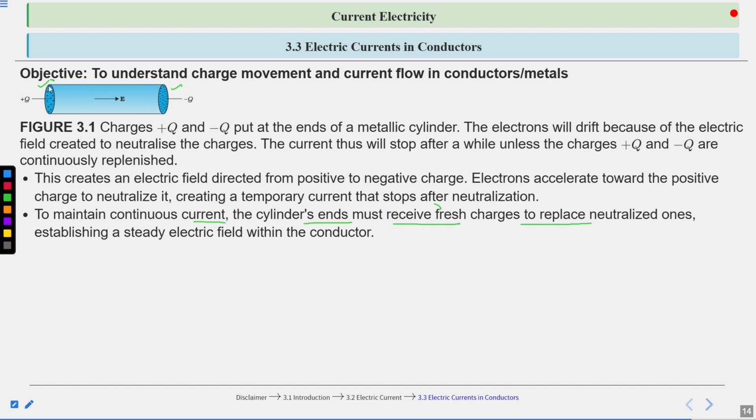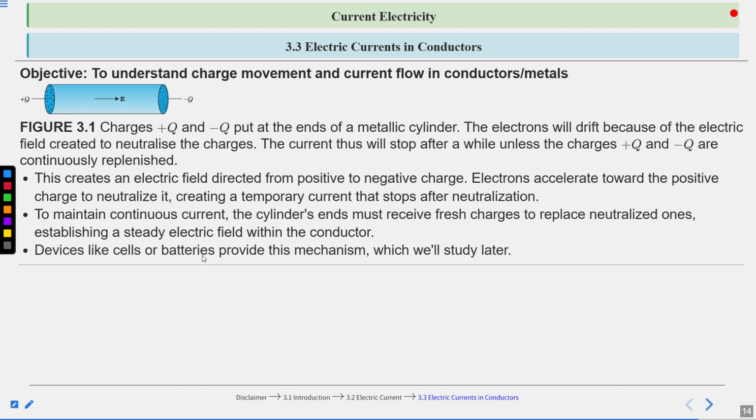We have to give fresh charges to these ends continuously to maintain a steady current. To maintain continuous steady current, the cylinder ends must receive fresh charges to replace the neutralized ones, establishing a steady electric field within the conductor. Devices like cells or batteries provide this mechanism. As I have already mentioned, the chemical reaction going on within the batteries or cells provides fresh charges and maintains the continuous current, which we will study later in this chapter.